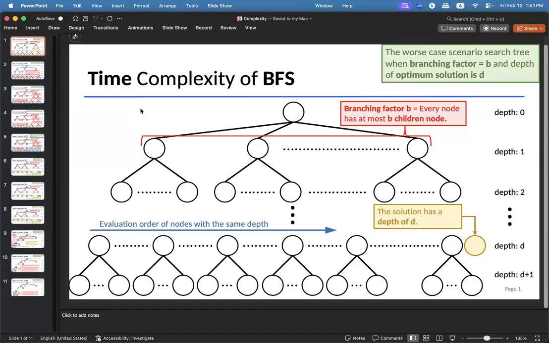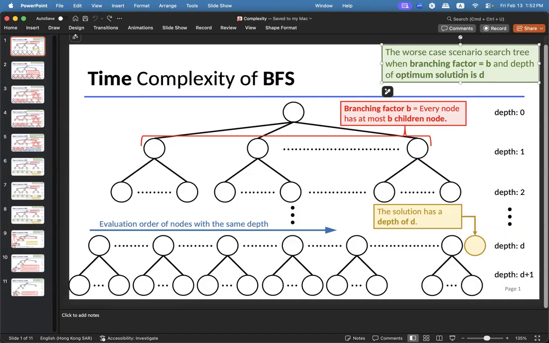And we make some assumptions and we introduce two symbols. The first symbol is called the branching factor. The branching factor is talking about how many children nodes you have for a node in the search tree. And we also introduce a symbol called D. The D is talking about the depth of the optimal solution.